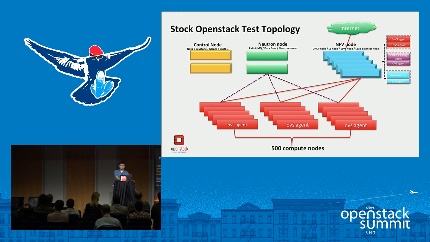We deployed 3 stock Neutron nodes with HA for RabbitMQ, database, and Neutron server. We split the NFV function from the Neutron nodes and put it on dedicated physical servers. There are 2 DHCP nodes, 5 VPN nodes, and 5 load balance nodes. For DHCP nodes, we have OVS agent and DHCP agent.